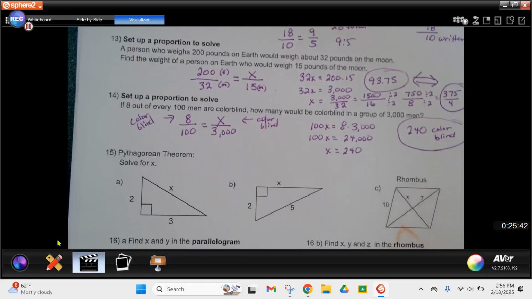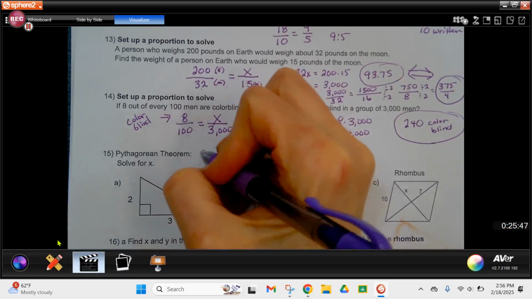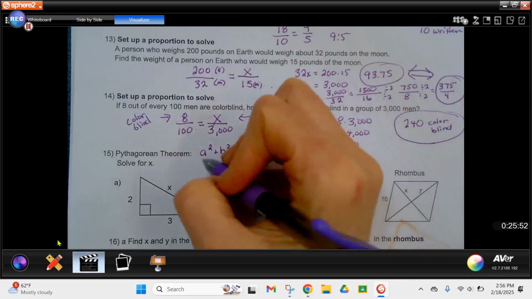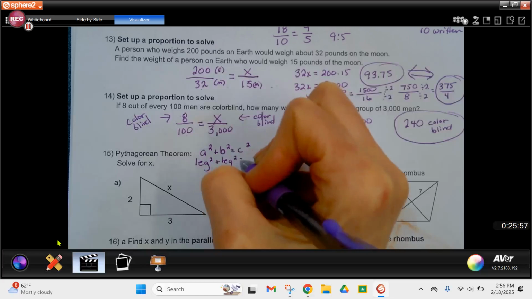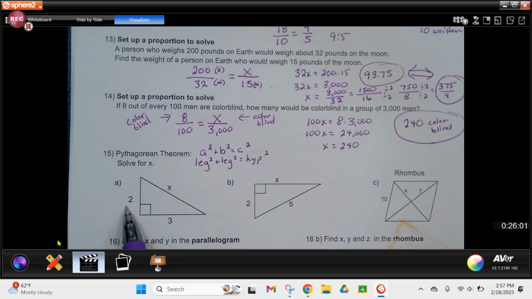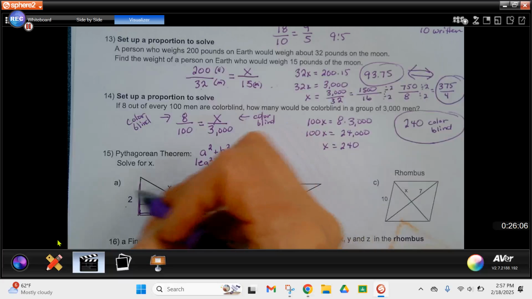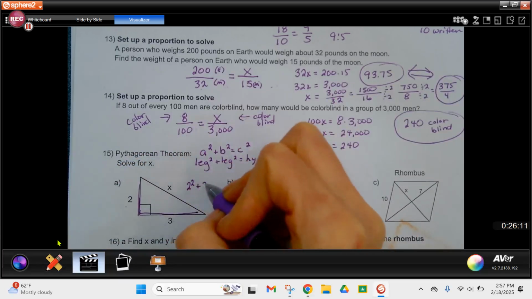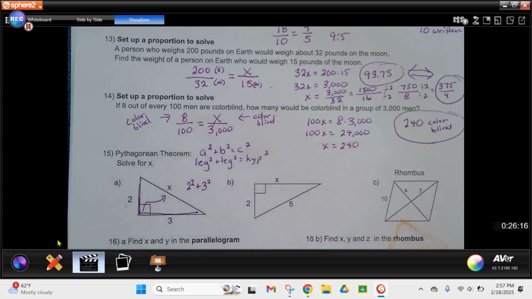Number 15, use the Pythagorean theorem to solve. Remember, it's a squared plus b squared equals c squared, or another way we talk about it is leg squared plus leg squared equals hypotenuse squared. All right, so here we have a leg and a leg. These are the two sides that form the 90-degree angle. So leg is 2 squared plus the other leg is 3 squared, and the hypotenuse is the side opposite the x.